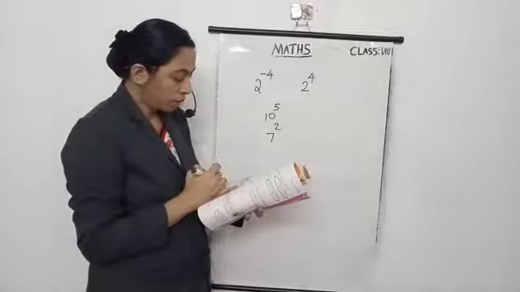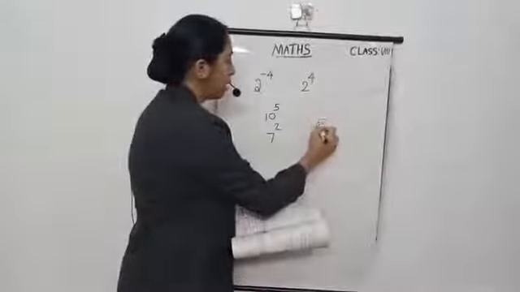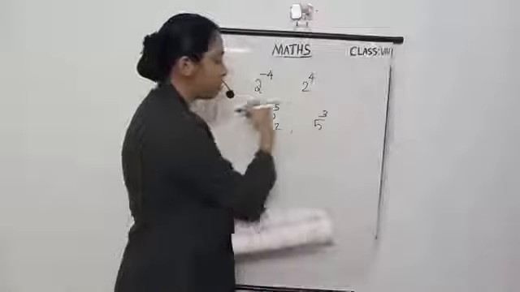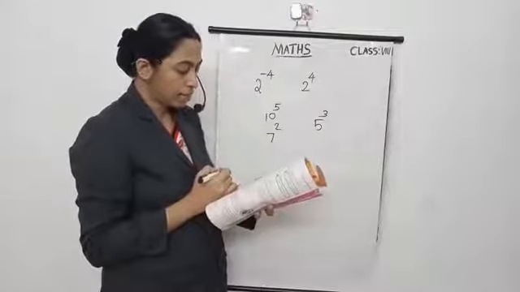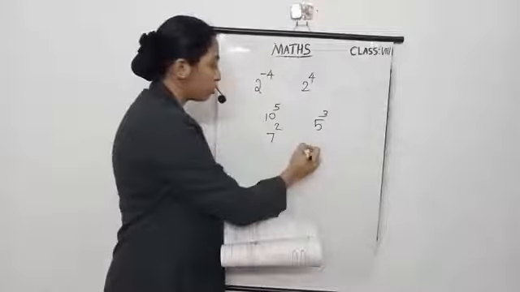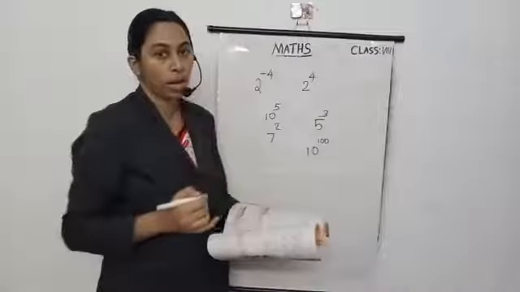Then question 4, 5 raised to minus 3. This is all the same as the above questions, 5 raised to 3. Next, the last is 10 raised to minus 100. So its multiplicative inverse is 10 raised to 100.